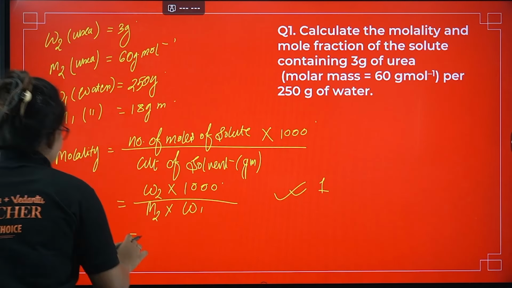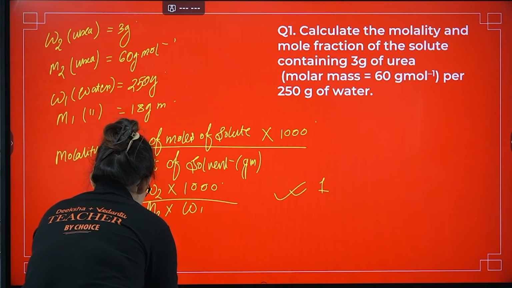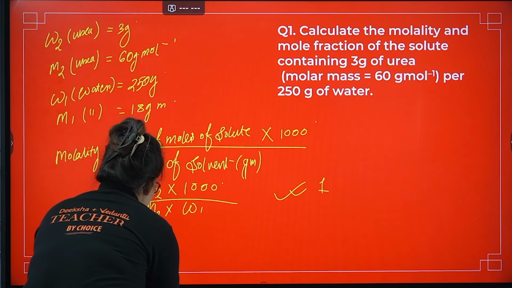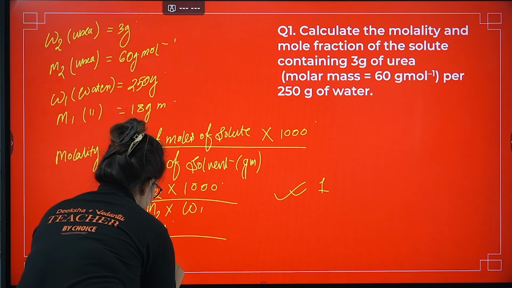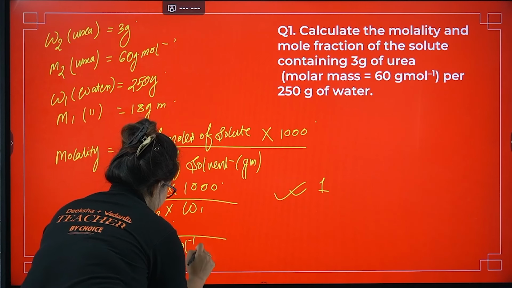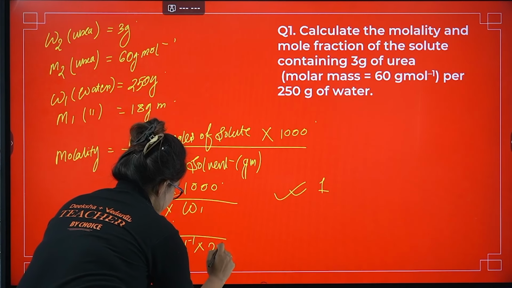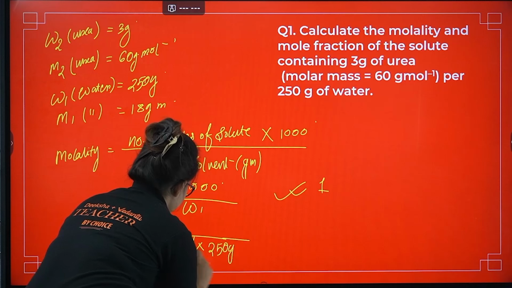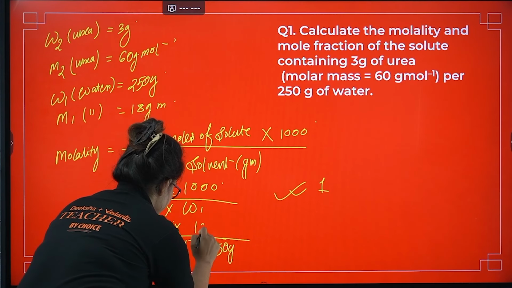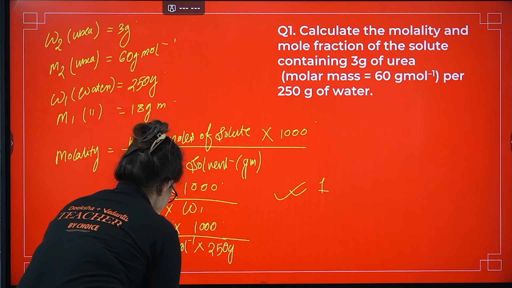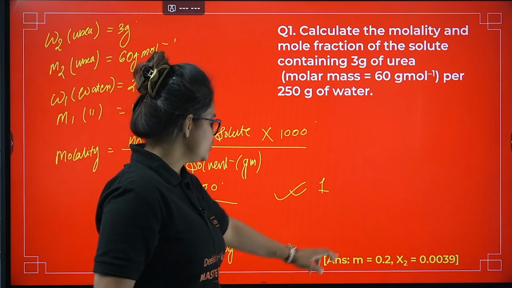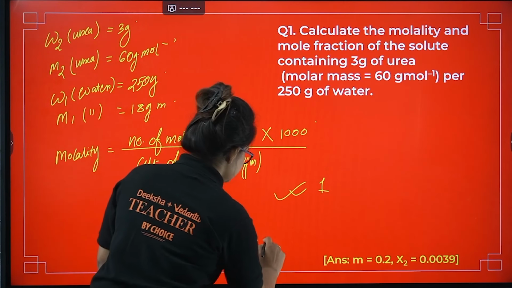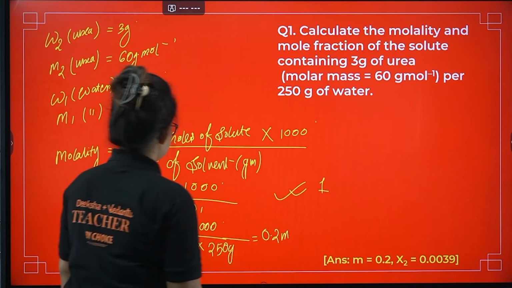Then you can substitute the value. So if I substitute the value, here I am going to get 3 gram. Here I will get 60 gram per mole. How much water? 250 gram, and here I will get 1000. Okay, so if you just calculate this thing, you will get your answer. 0.2 is your molality. So you will end up with the answer 0.2 small m, that is the molality.